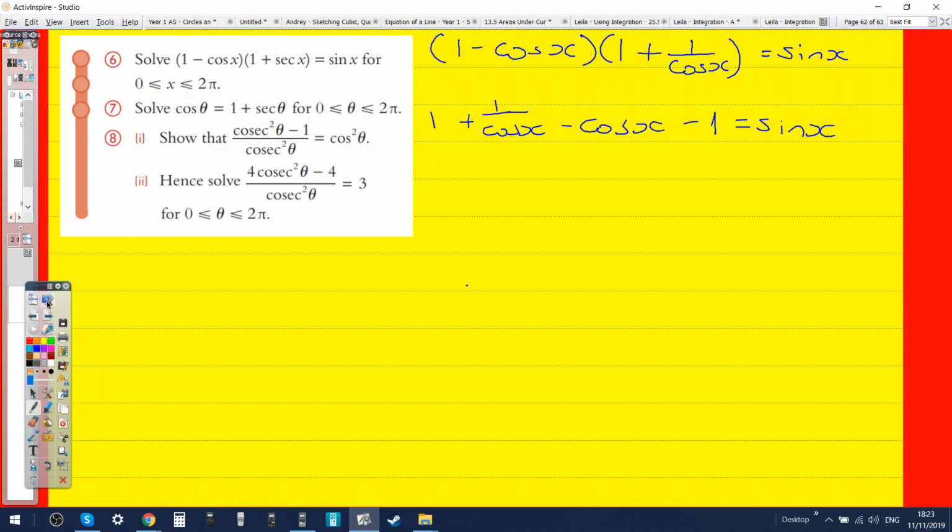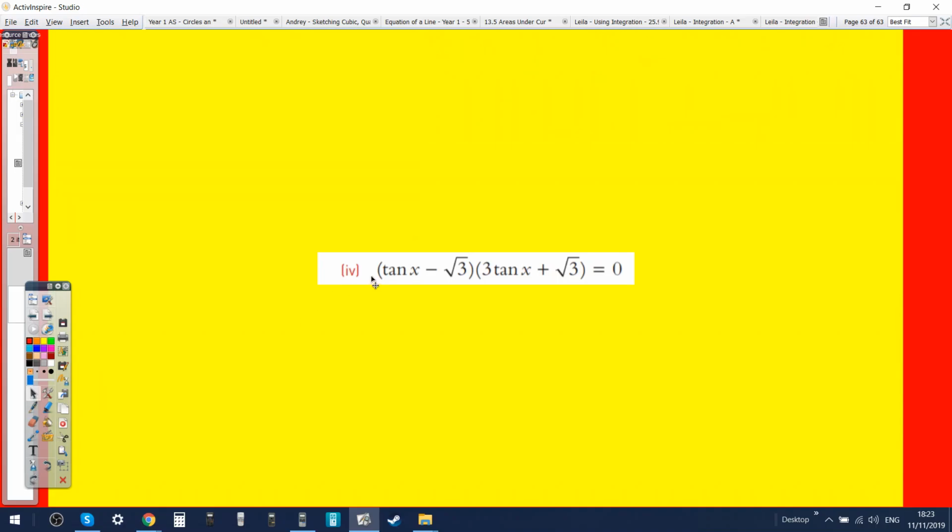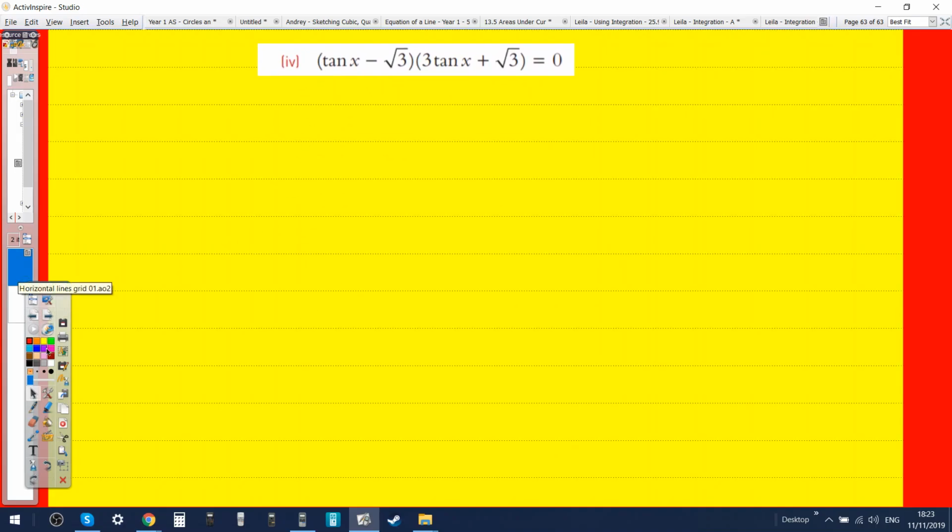Yeah. Before we do anything else, how would you do this question? tan x minus root 3, something, equals 0. I'm a bit stuck. How would you do that question? I had to make it into a quadratic and solve it from there.